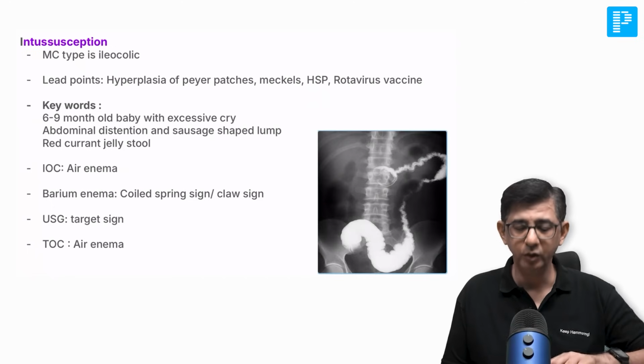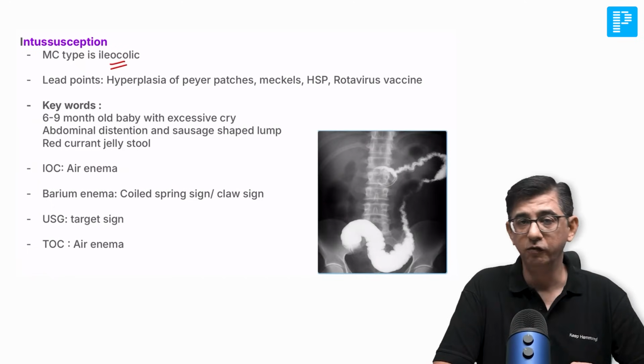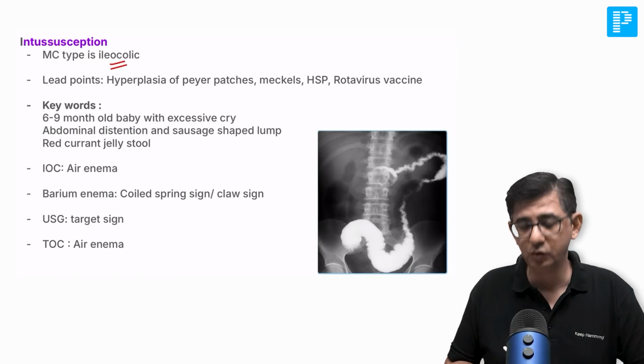Then comes the question on intussusception. Now adult type is colocolic, but in children it is ileocolic. Why do you have intussusception in these babies 6 to 9 months of age?